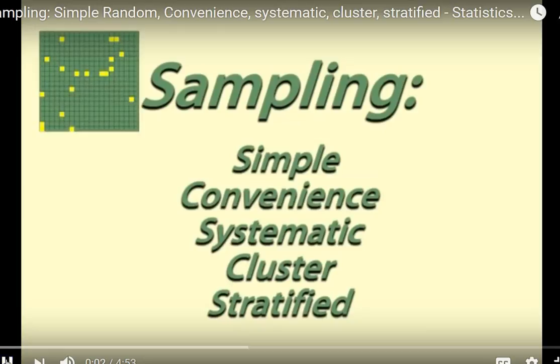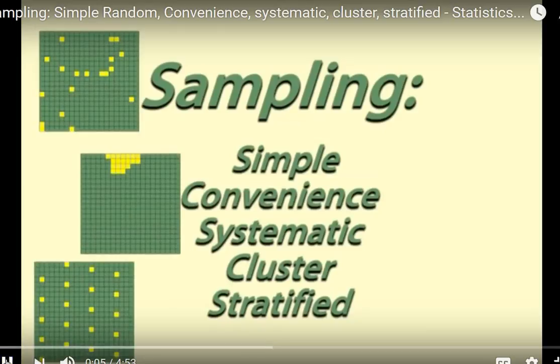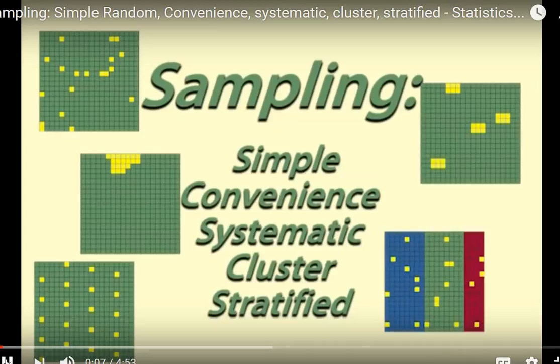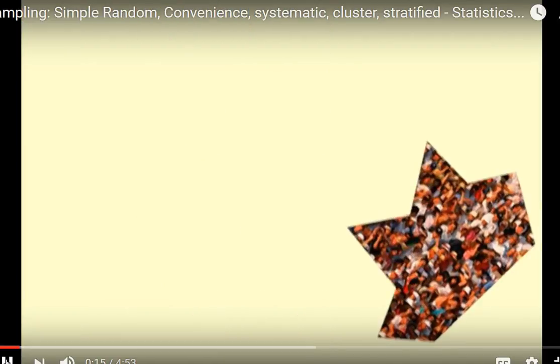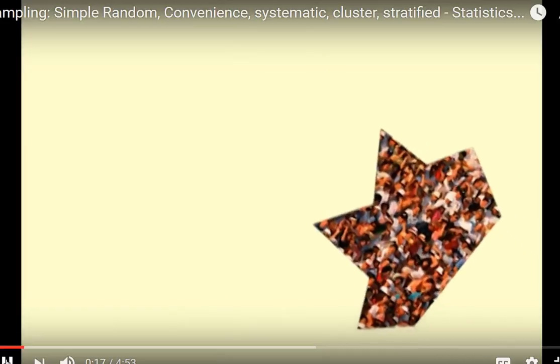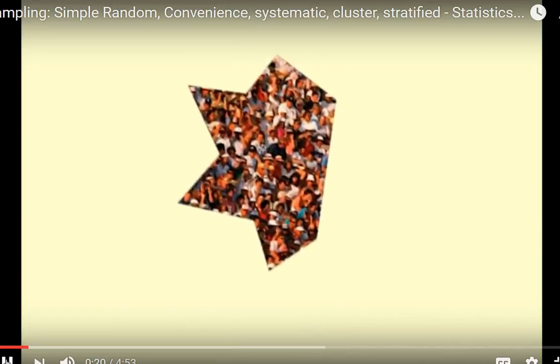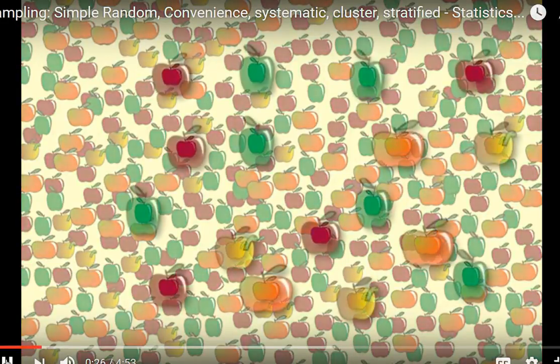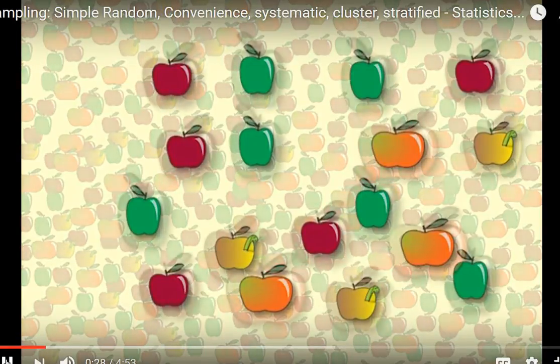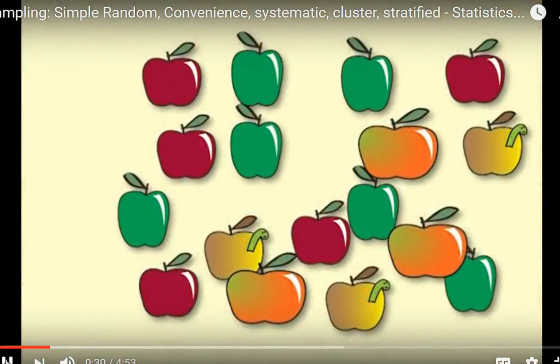Sampling. Simple, convenience, systematic, cluster, and stratify. To find things out about a population of interest, it is common practice to take a sample. A sample is a selection of objects or observations taken from the population of interest. For example, a population might be all apples in an orchard at a given time. We wish to know how big the apples are. We can't measure all of them, so we take a sample of some of them and measure them.